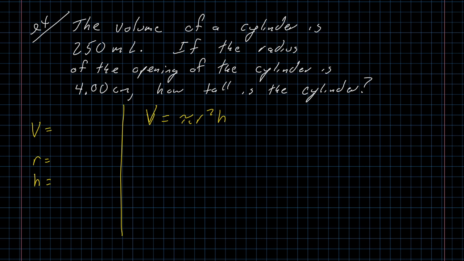Once I've done that, I'm going to go back and start looking at what I know. The volume of the cylinder is 250 milliliters. I'll go ahead and record that as the value of V. The radius of the opening of the cylinder is 4.00 centimeters. I'll go ahead and record that for r. How tall is the cylinder? The height of the cylinder is unknown. I'm going to go ahead and put a question mark there because that's important that I know what I'm looking for.